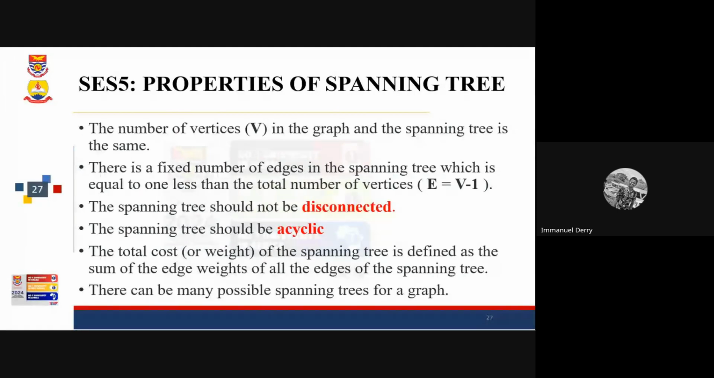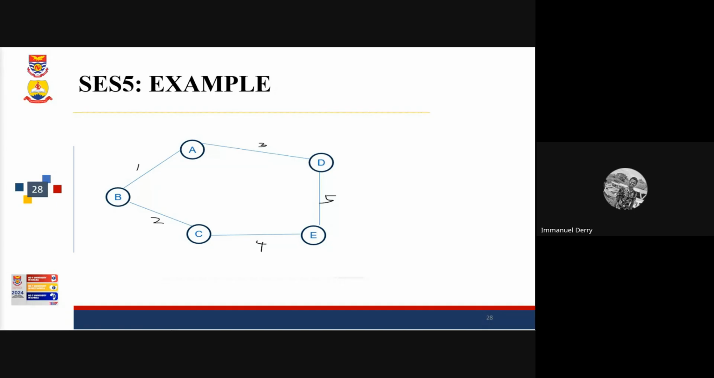And the spanning tree should not be disconnected because it's a tree. And the spanning tree should be acyclical, or it should not be a cycle. And then when we talk about the total cost or the weight of a spanning tree, it is basically the sum of the edge weights of all the edges of the spanning tree. And as usual, there could be as many as possible spanning trees in a particular graph.